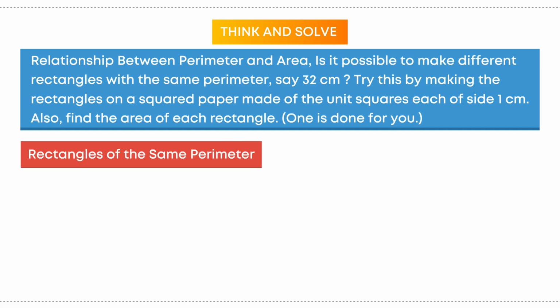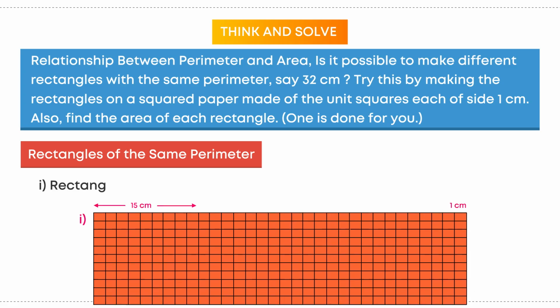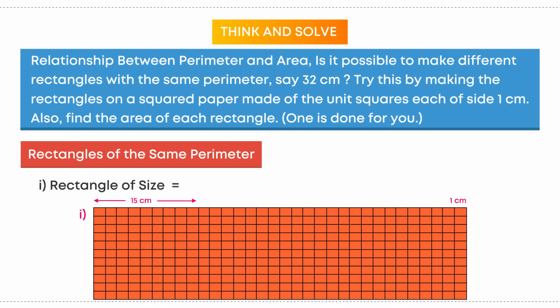Rectangles of the same perimeter. 1. Rectangle of size is equal to 15 centimeters into 1 centimeter. Perimeter is equal to 32 centimeters. Area is equal to 15 sq cm.